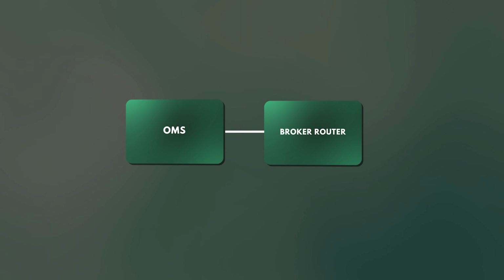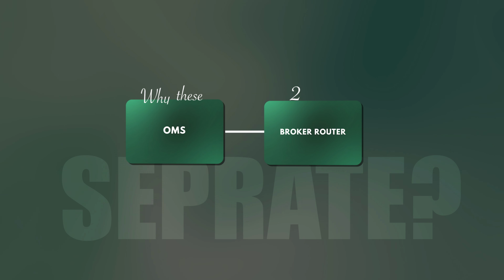This OMS is integrated with a broker router. Why are these two things separate? Because, as I said, single responsibility is one of our system design principles. Separating the OMS from the broker router ensures that as and when needed, we can add more brokers or deprecate any broker, and if there is any change in the API of an existing broker, we can upgrade that broker adapter without even touching the OMS. This allows us to scale as and when needed.